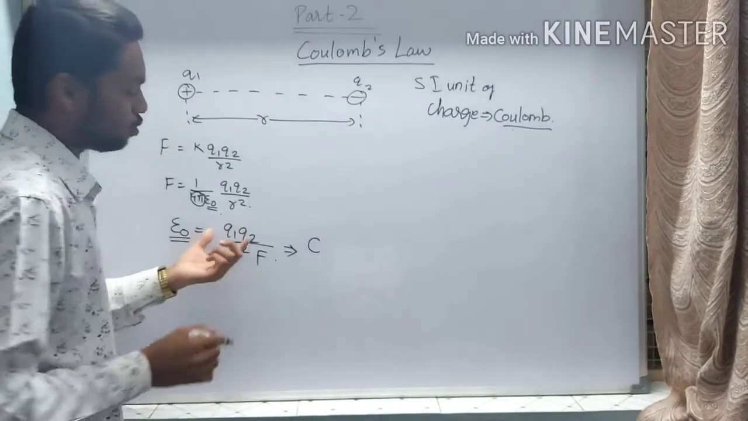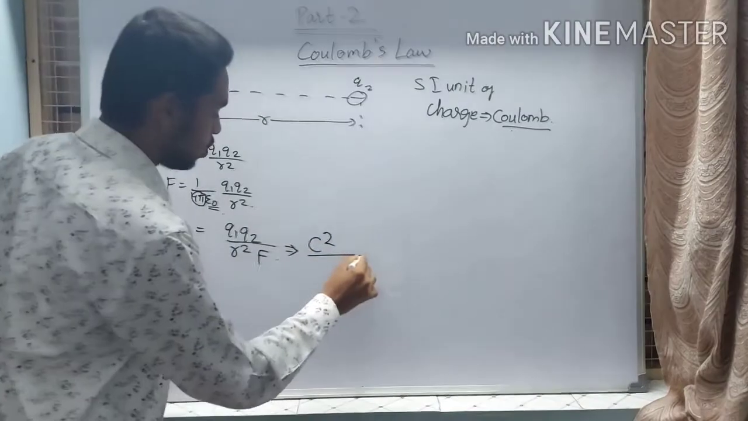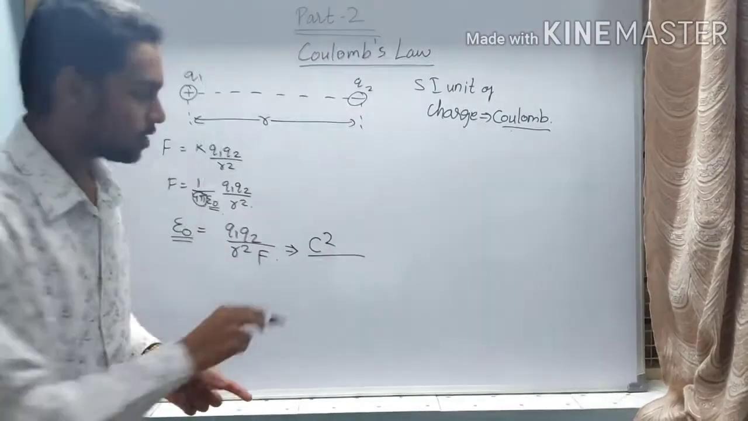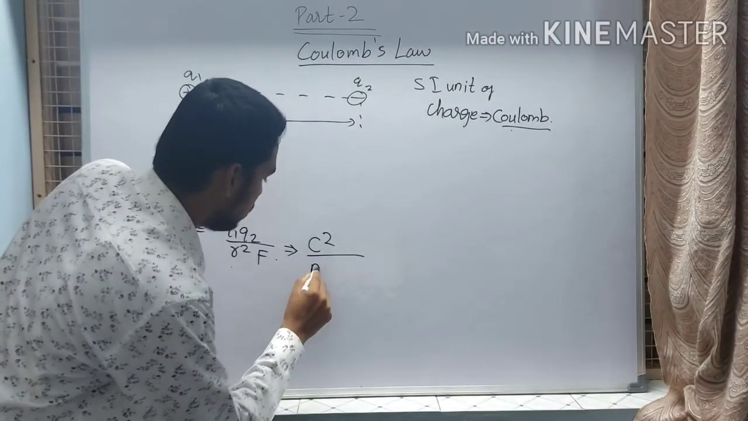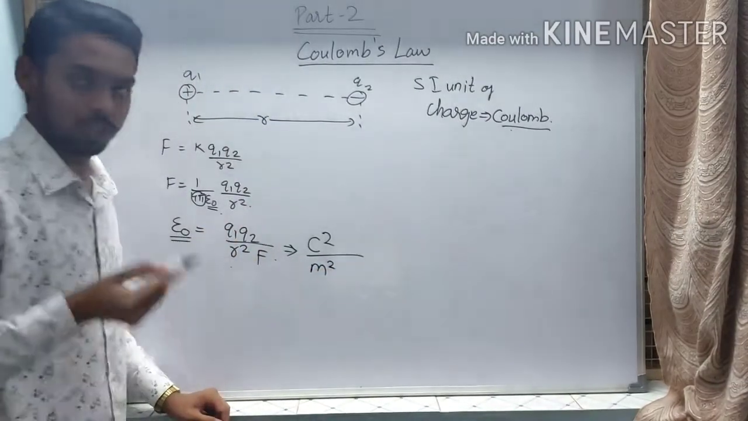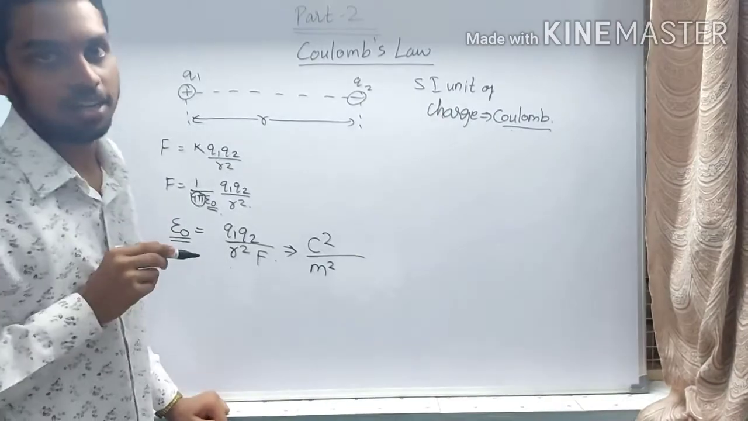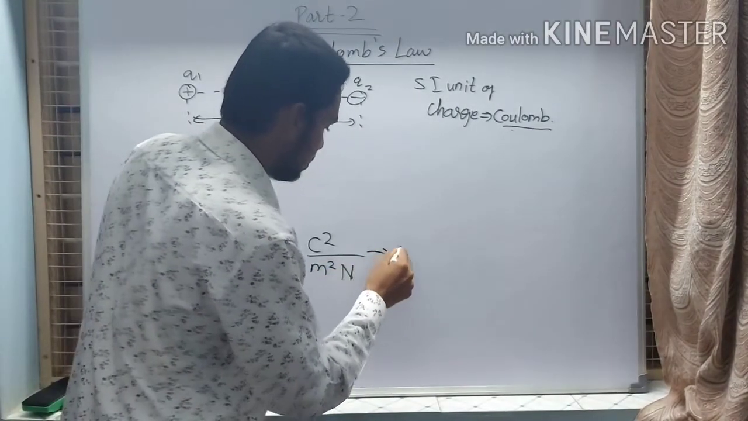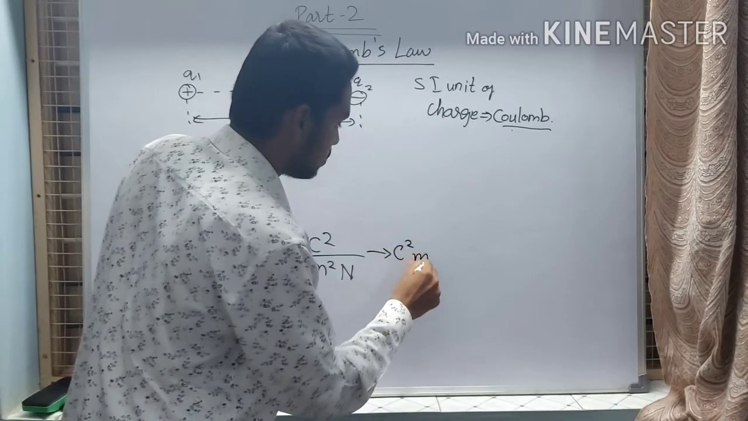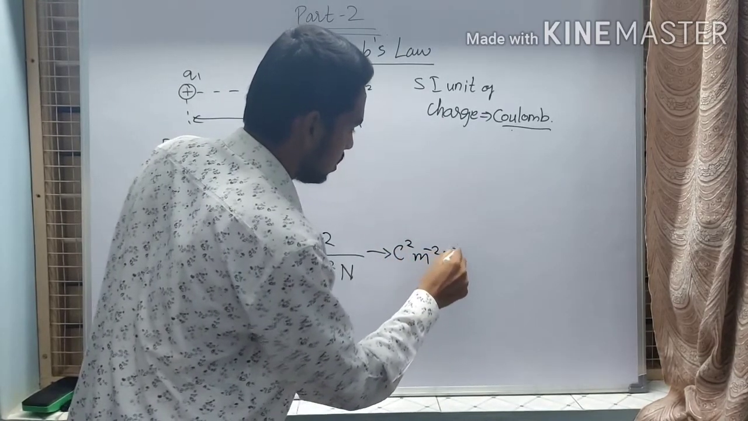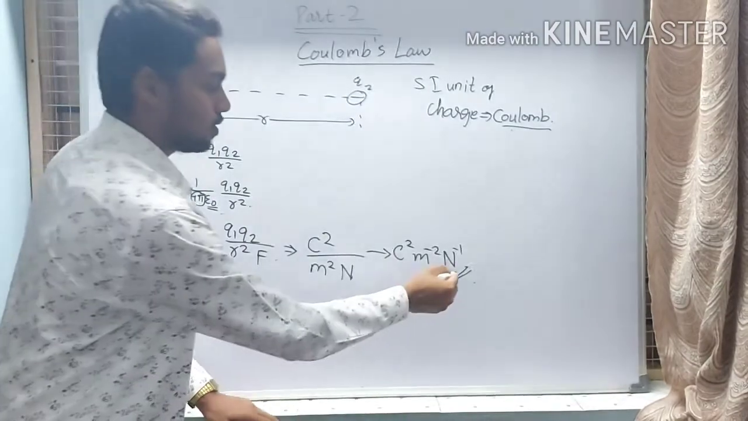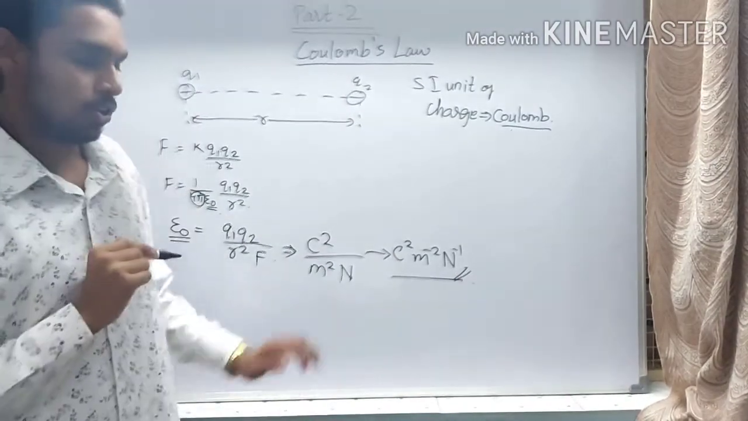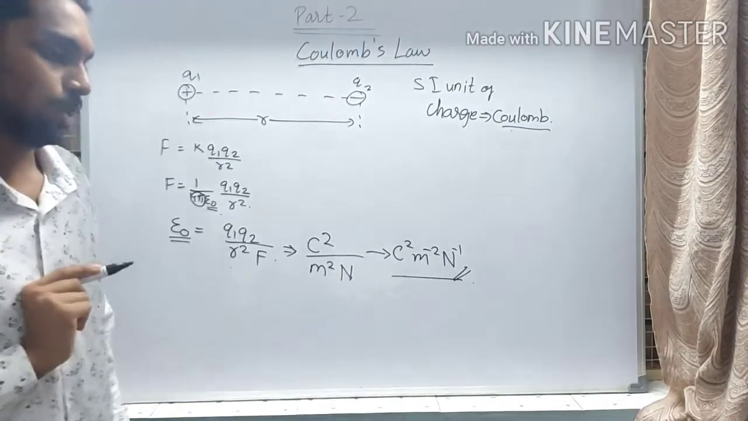Now I have two charges, so it's C into C, which is going to be C square. R, the distance, is measured in meters, so r square is m square. And force is written in terms of Newton. If I take it to the numerator, it becomes m raised to minus 2, N raised to minus 1. This is going to be the SI unit of epsilon naught, that is, the permittivity of free space.